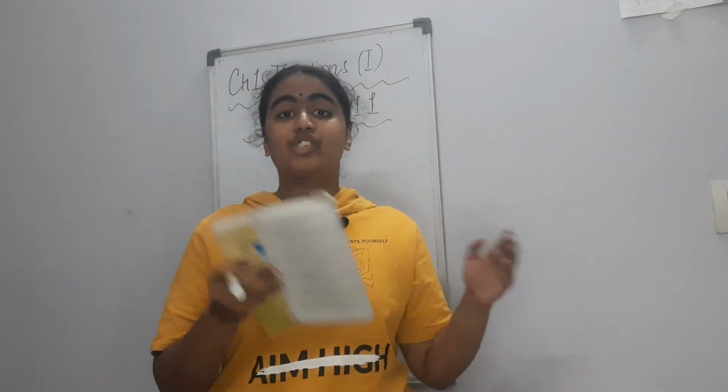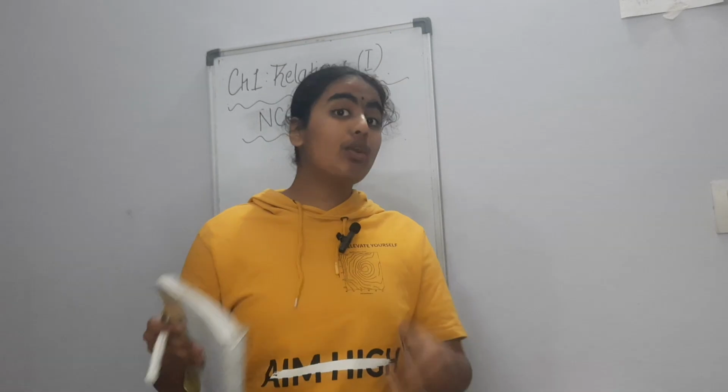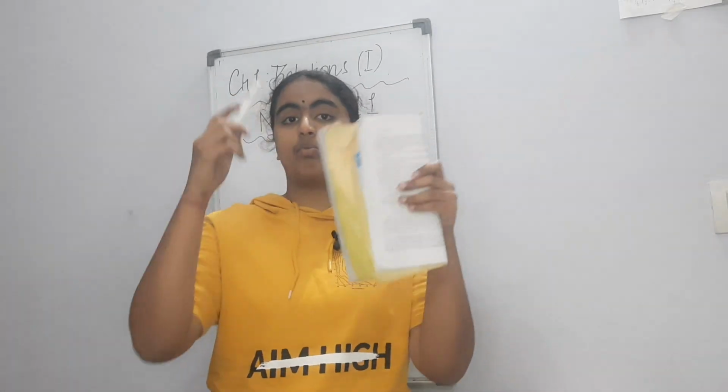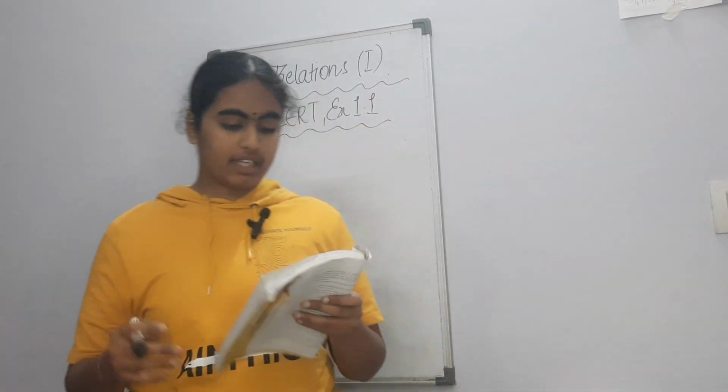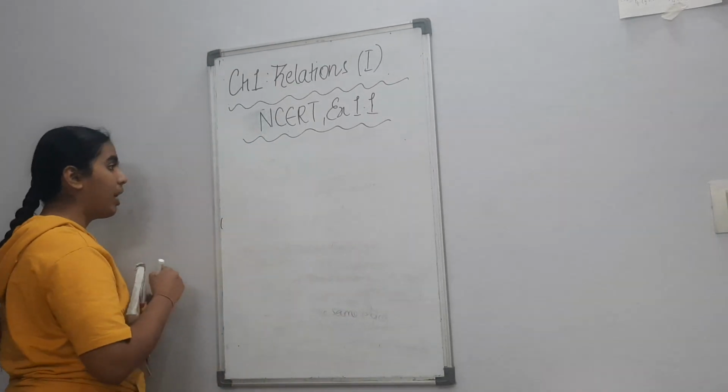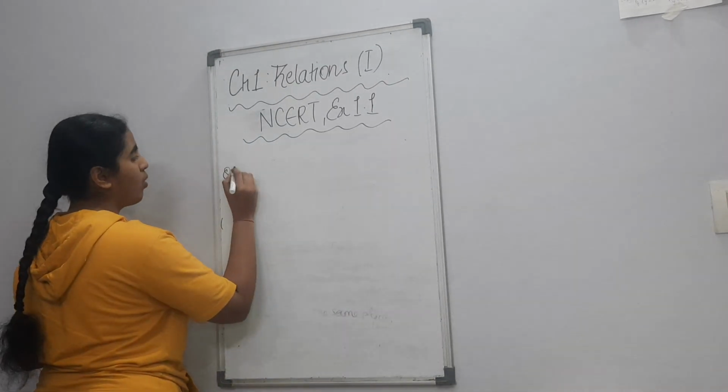If a question says check, it means that we don't know if the relation is reflexive, symmetric or transitive, which means that we have to show our working in a way that the examiner knows that we are checking it. We are not proving it. We don't know whether it is reflexive, symmetric or transitive. Okay, let's begin this question. Question number 2 of our exercise, exercise 1.1.